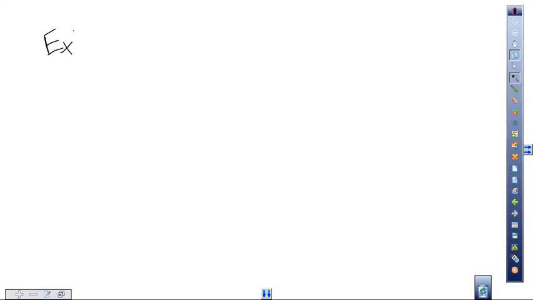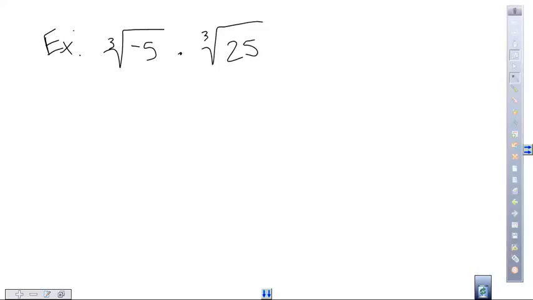So for example, if we have the cube root of -5 times the cube root of 25. Things that you want to remember is cube roots and negatives are okay. We talked about that yesterday. We also want to make sure that we're dealing with the same index. When we multiply, divide, add, and subtract radicals, they have to be the same index. I can only multiply a cube root times a cube root and a square root times a square root. So we do want to make sure they have the same index. Then we're going to do inside times inside and outside times outside.